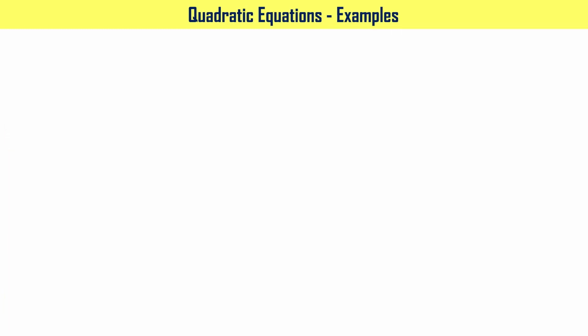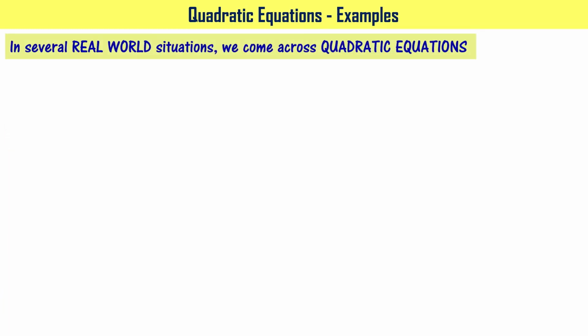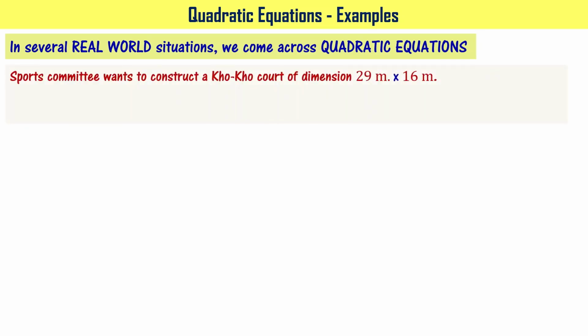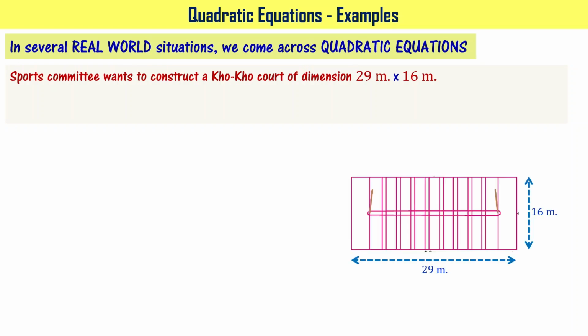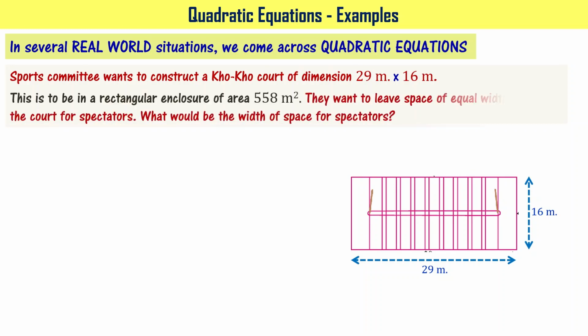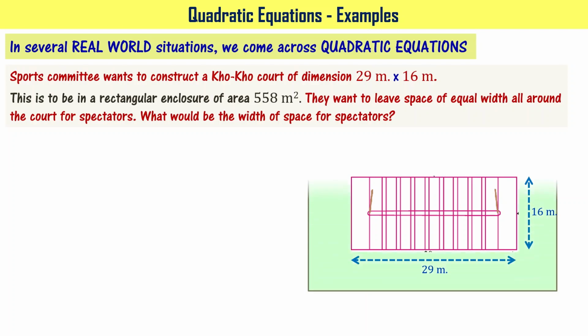Let's now take a look at a few examples of quadratic equations. In several real-world situations, we come across quadratic equations. For example, the sports committee of your school wants to construct a kho-kho court of dimension 29 meters by 16 meters as shown here. The thing is, this kho-kho court has to be in a rectangular enclosure of 558 square meters. That is the mandate given by the management.